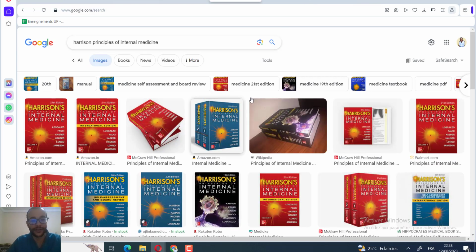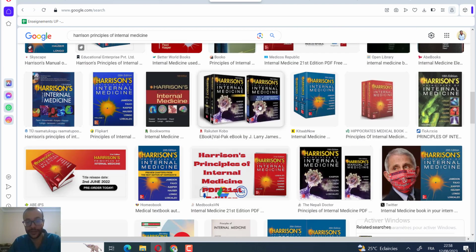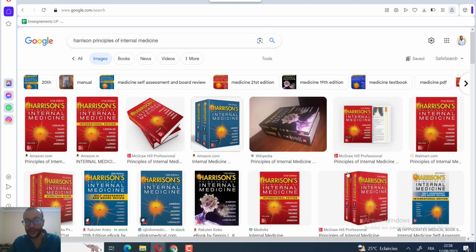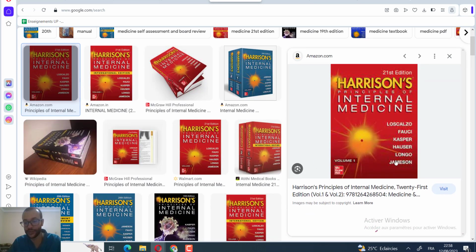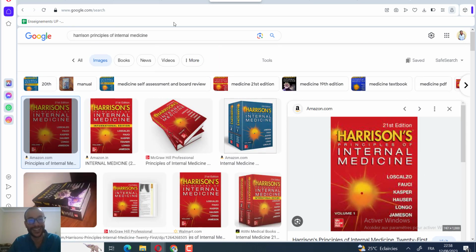And for more third years who are in the clinical rotation, I think Harrison's Internal Medicine is the best book for the clinical rotation, and I recommend it for students in fourth and fifth years. Internal Medicine with Harrison, it's a good book.